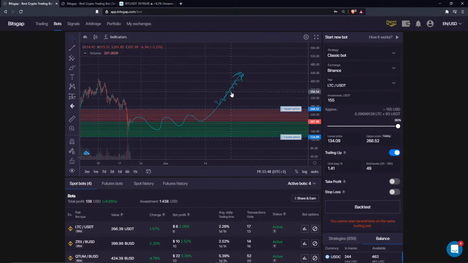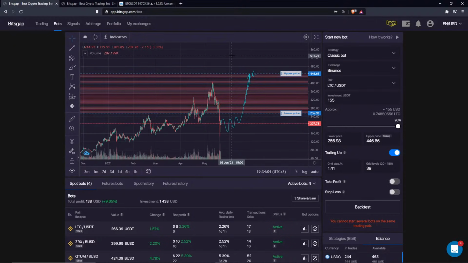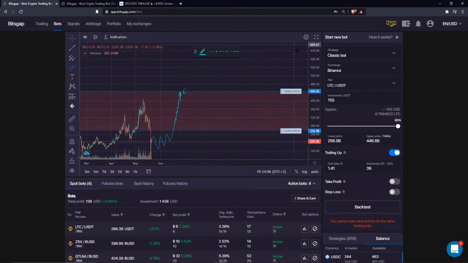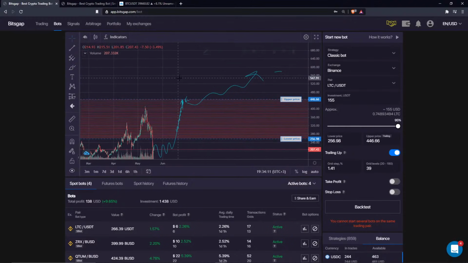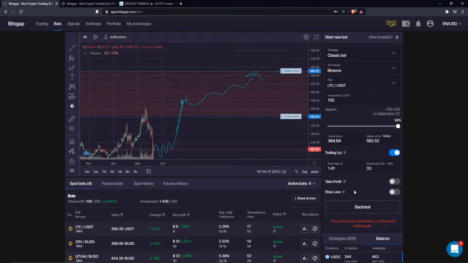So by that, I mean that once the price hits the upper price and goes higher, and let's say that we are now trading in this area, you would see that your trading range would be exactly over here. So basically, as the price appreciates, your trading range is going to follow. Boom, boom, boom. Let's say we are now trading in this area. Again, your trading range now would be here.